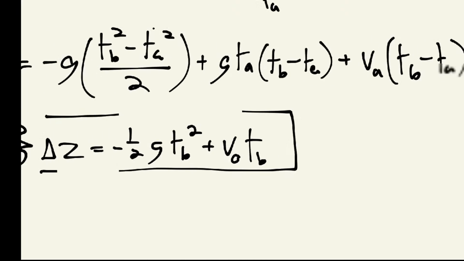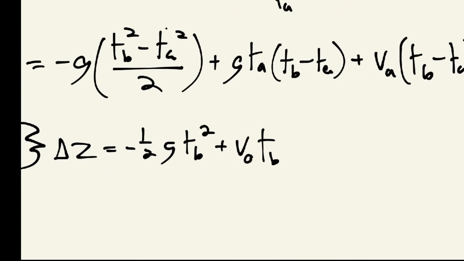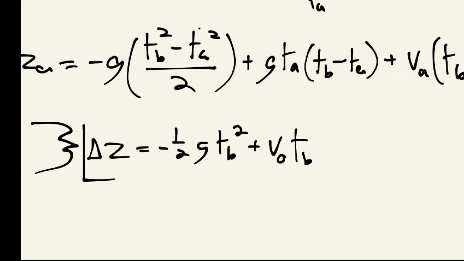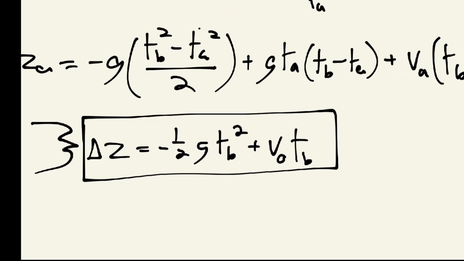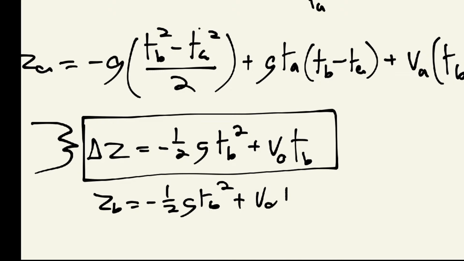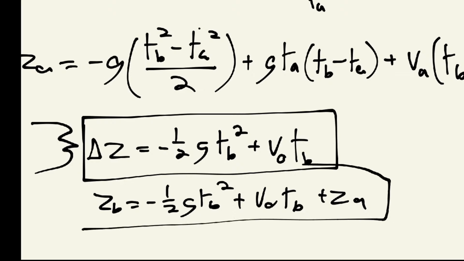Oh, there's something that we're missing, I'm sure. Oh, no, because we're looking at delta z, sorry. So this is that. That's an equation that I'm sure we all know. This is another way of saying z sub b equals negative 1 over 2 g t sub b squared plus v naught t sub b plus z sub a, right? The starting off thing. So these are two kinematic equations that I'm sure we all know and love.